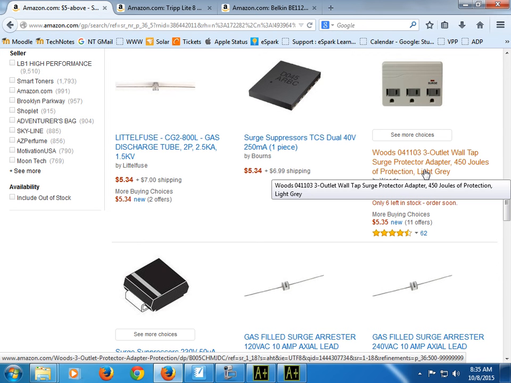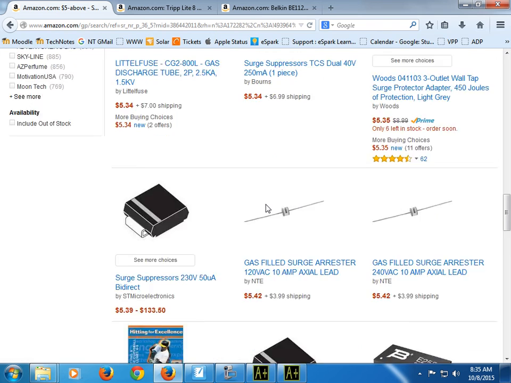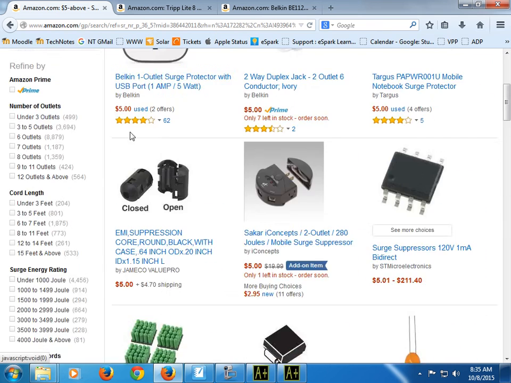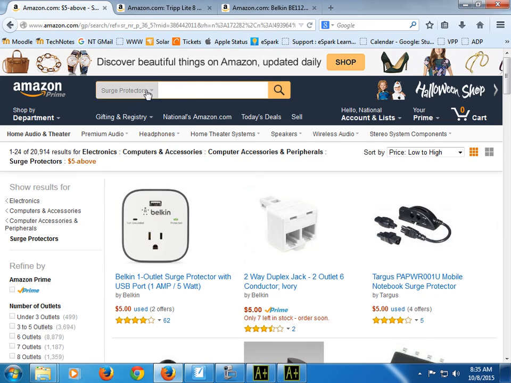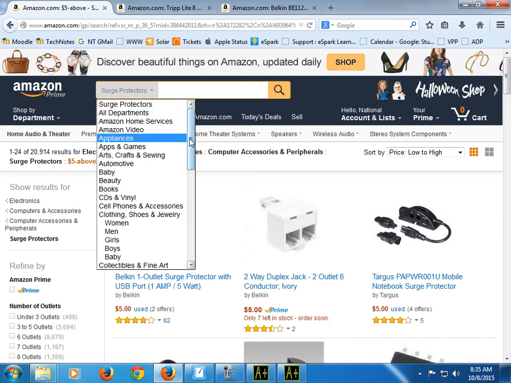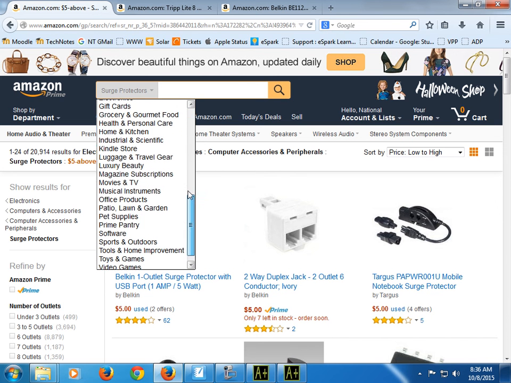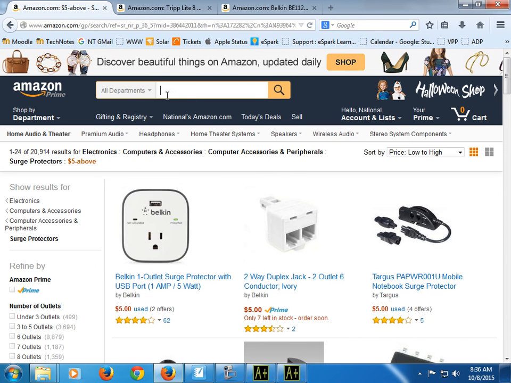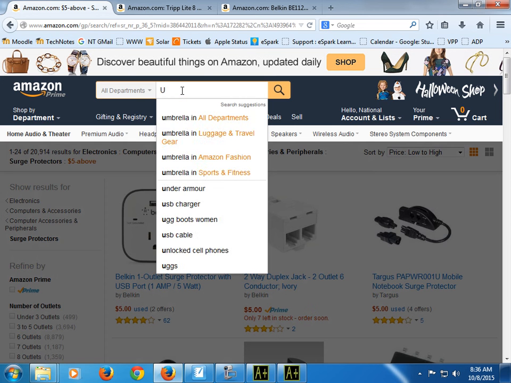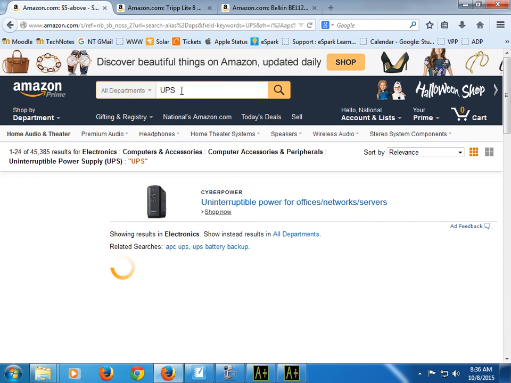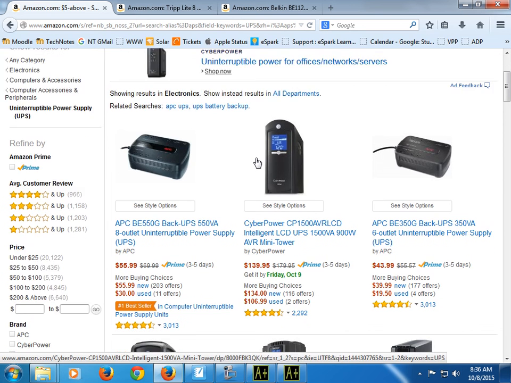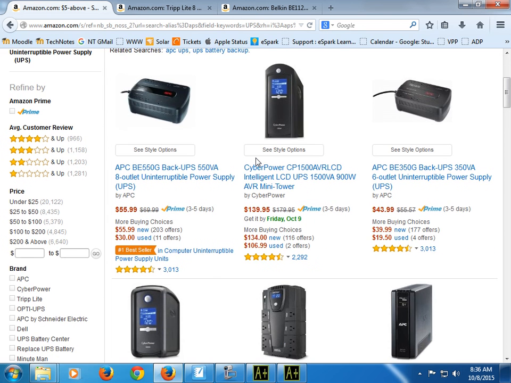So not that expensive. If you're just plugging in one of those, I would get something a little better than that. But when it comes to UPSs, they're more expensive. Let's see if there's a category just for UPSs. No, I'm going to go all department. UPS. And when I start looking at UPSs, they're more expensive, okay? Because there's more circuitry in them, there are batteries in them. In most cases at your home, you don't need a UPS, okay?